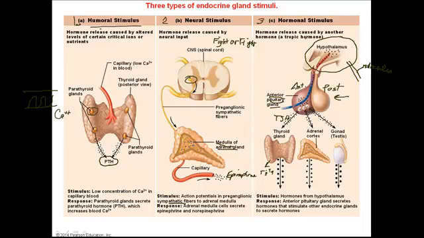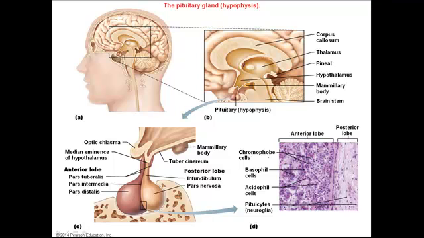So you need to know the difference between a humoral stimulus, a neural stimulus, and a hormonal stimulus. It's not difficult. If we start with the pituitary gland, the hypophysis, here's sort of a little orientation: corpus callosum, thalamus, and then hypothalamus. Hypothalamus is here. Okay, rich blood supply. Hanging from the infundibulum from the hypothalamus are the anterior and posterior pituitary glands.